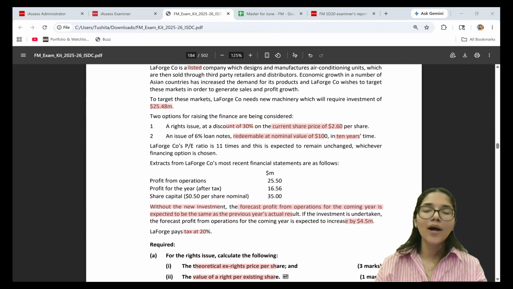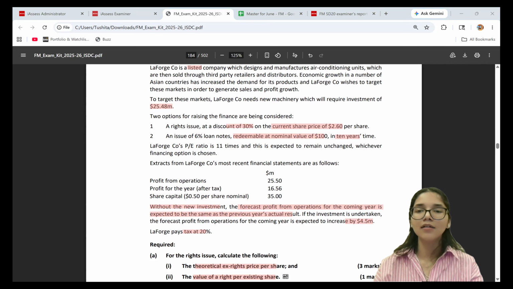Any doubts in the requirements? Any doubts in the case study? Anything that you people would like to discuss here? No? Shall we get started with the first part?